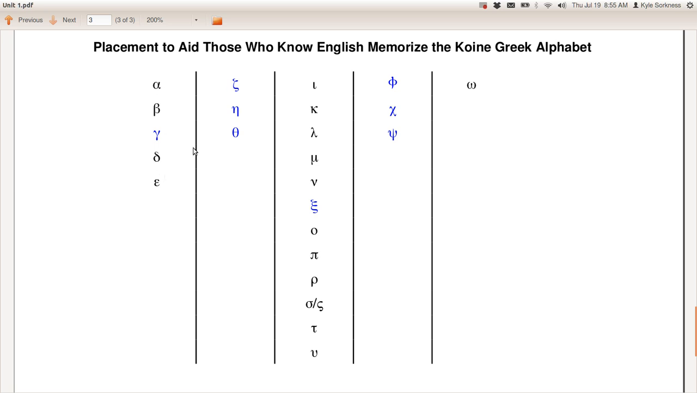So after epsilon we have zeta, eta, theta. So those don't fit with our English alphabet, but at least those three rhyme. So alpha, beta, gamma, delta, epsilon, zeta, eta, theta. Now here we get back on track with the English alphabet for quite a while, except this one in here, which again I've put in a blue color to show that it doesn't fit.